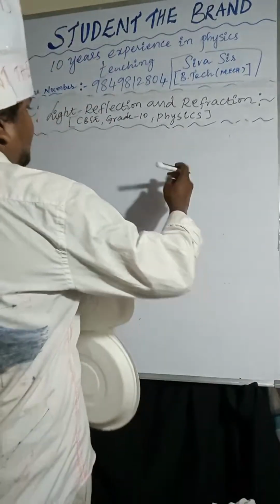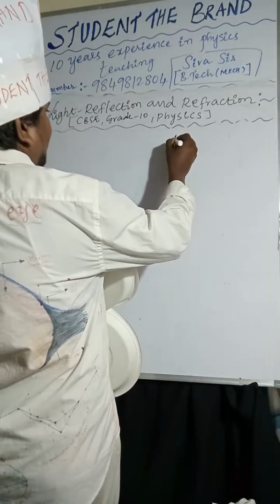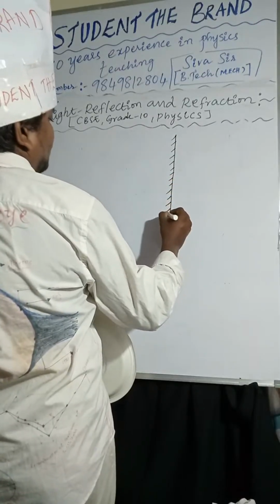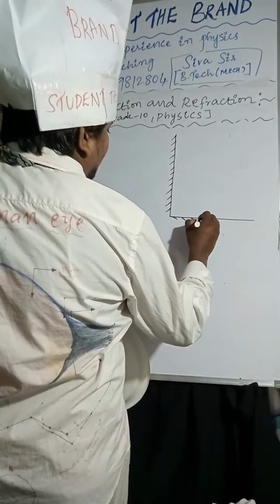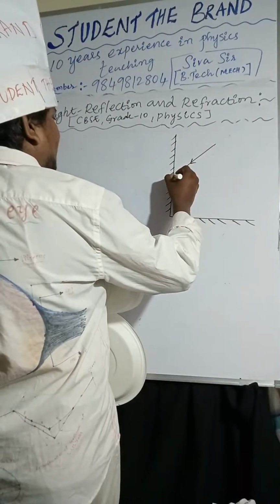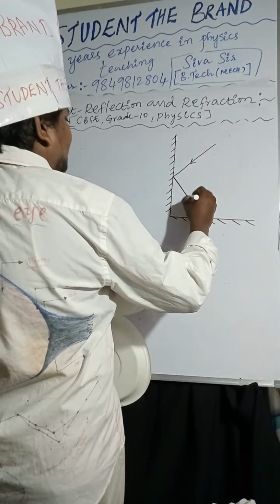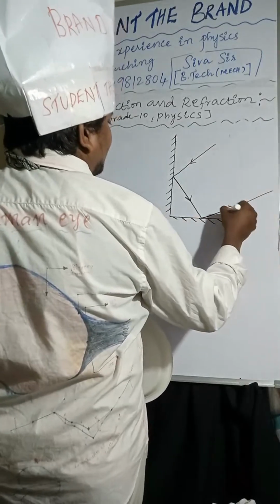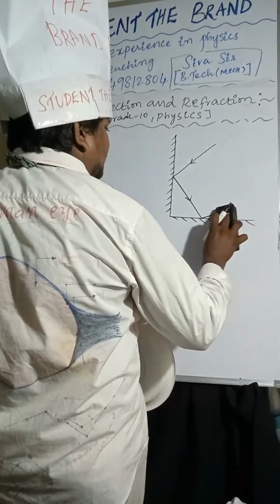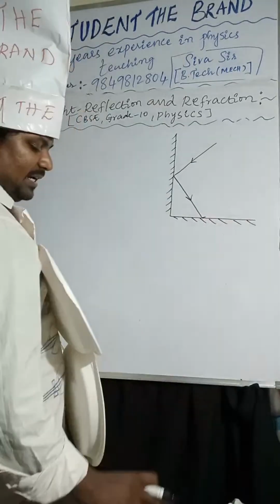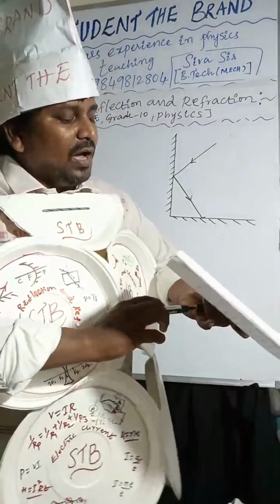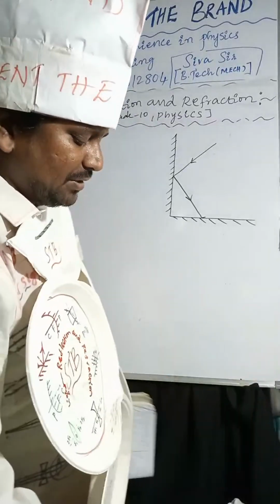I'm taking this one plane mirror, placed here, and one more plane mirror I'm taking here, like this. When the light ray is incident on it like this, this is the incident ray, this is the reflected light ray, and this is also a reflected light ray. I'm taking this normal line. So these two become parallel to each other.